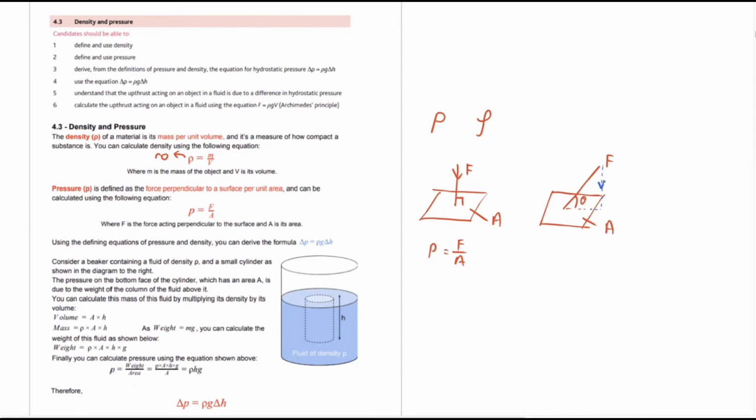You have to find this. This is the perpendicular component of the force. So this is the force given. Now you want to find this. So this is the opposite of the angle, so you have to use sine: F sine theta. For our case, F sine theta. So pressure equals F sine theta over area.